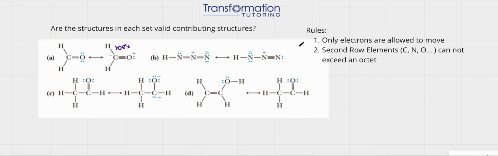Can it have 10 electrons? No, carbon cannot have an extended octet. So this structure is wrong. This is not a valid contributing structure. Let's go ahead and look at part B.